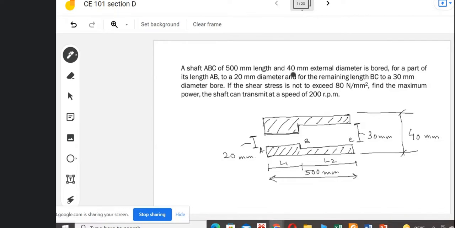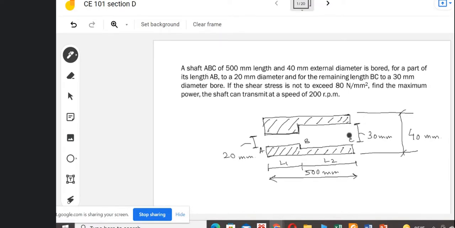And 40 millimeter is the external diameter. So the 40 millimeter is the external final diameter. It is bored. Bored means we have excavated some portion from any material or any sort of thing. This is mainly used for soil, so it is called soil boring.